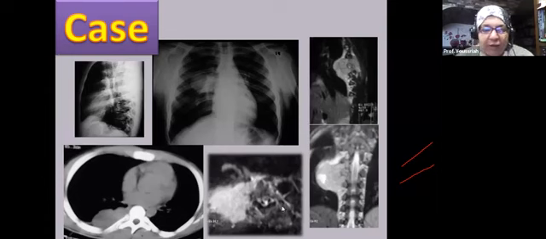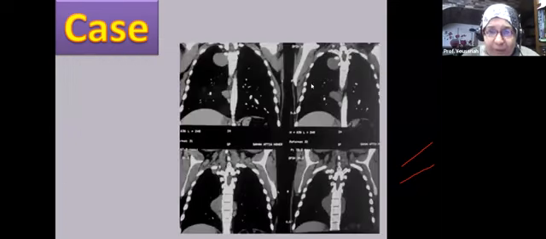As you can see, the marked difference here, the lesion was benign looking, actually. It is just pleural based, but the aggressiveness of the lesion, okay, is clearly seen, and the extension of the lesion is clearly seen in the MRI images.